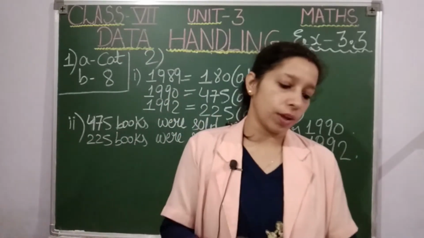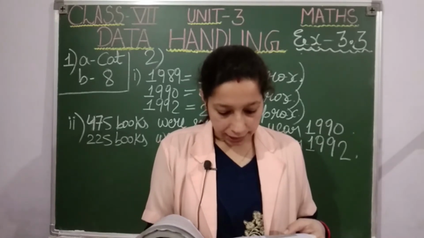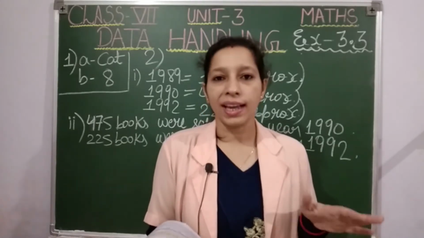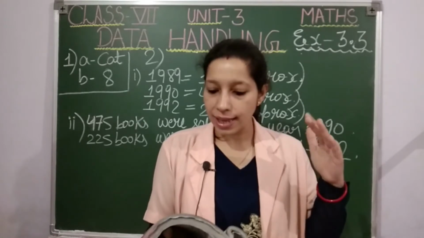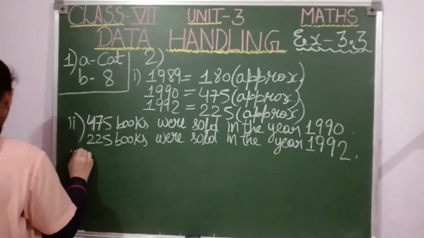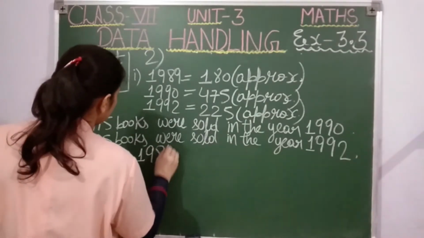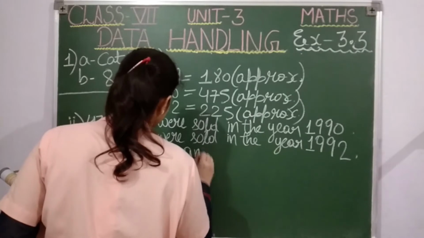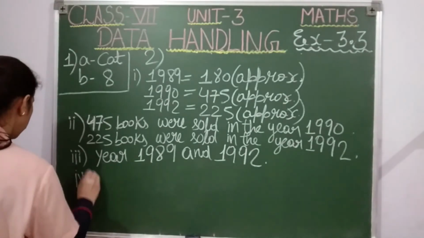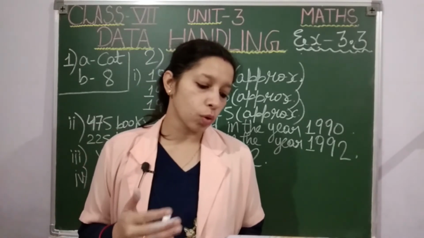Now the third part of the question: in which years were fewer than 250 books sold? Fewer means less than 250 books sold. Again see the graph, you will get the answer. We can see in the year 1989 books sold were 180, and in the year 1992 it is nearly 225. So these 2 years have sales fewer than 250 books. So let us write the answer for the third point: year 1989 and 1992. That's all, students.